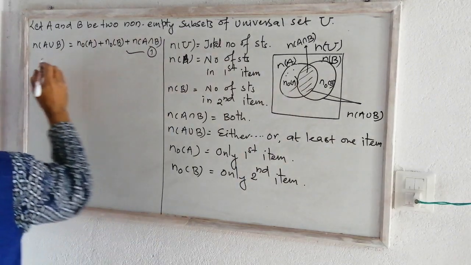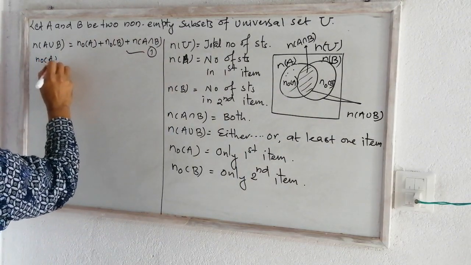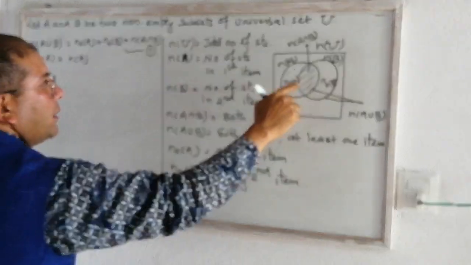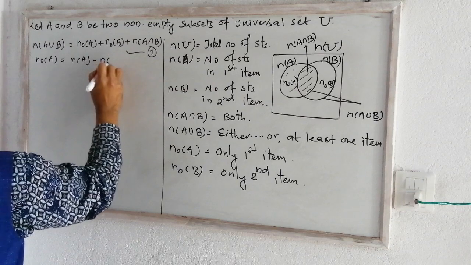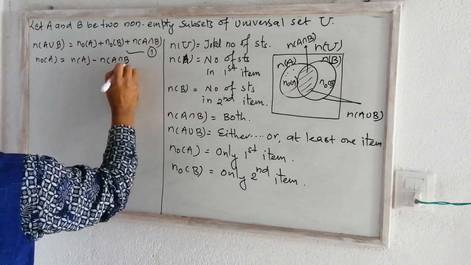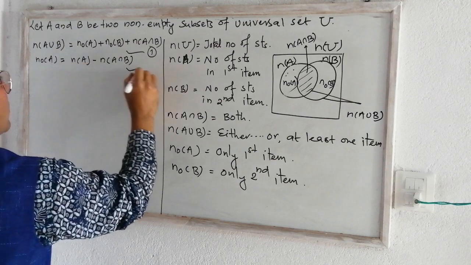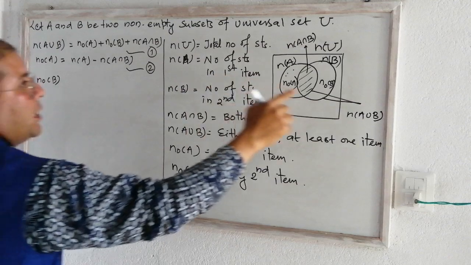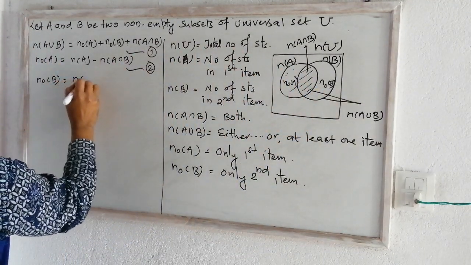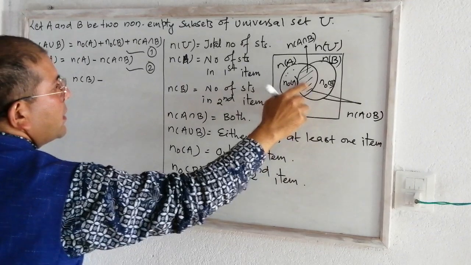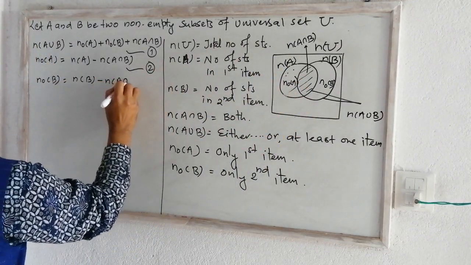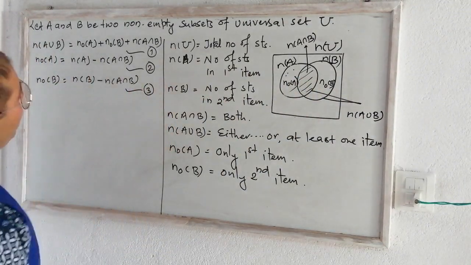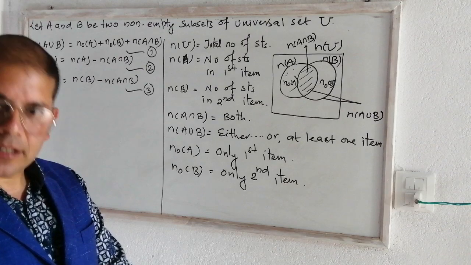And this portion n naught of A is equal to, from set A, n of A, if you subtract n of A intersection B, you will get n naught of A. So it is result 2. N naught of B, this portion, is from set B. If we subtract this intersection portion, n of A intersection B, you will get this region. It is result 3.